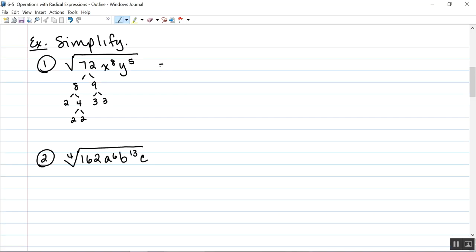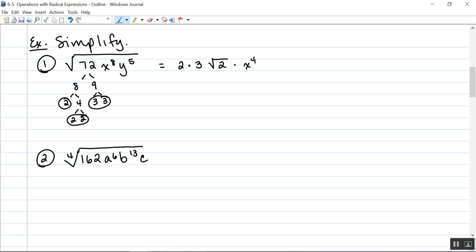And because we're taking the square root, we're looking for pairs of numbers. So here's a pair. Here's a pair, and this guy doesn't have a buddy. So I can have a 2 out front and a 3 out front, and then I'm going to have a square root of 2 still underneath the square root sign. X to the 8th, that's actually an even number, and I'm taking the square root of that, so that's going to give me x to the 4th.